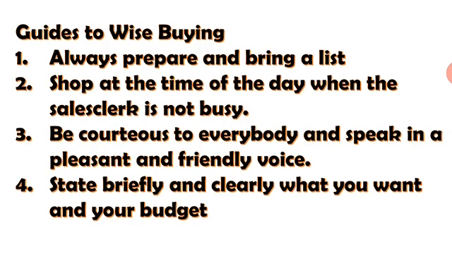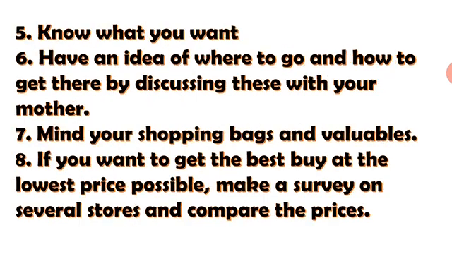Number four is state briefly and clearly what you want and your budget. Number five, know what you want and do not waste time looking at something that you don't intend to buy. That's why you have the list, so that you can easily get all the things that you need for your meal. Number six, have an idea of where to go and how to get there by discussing this with your mother.